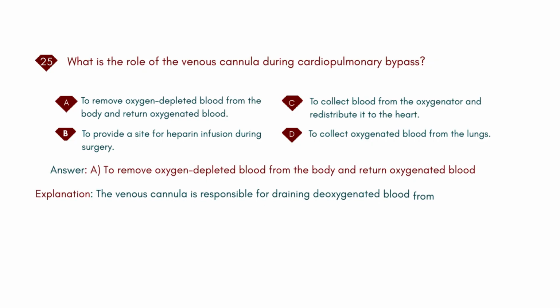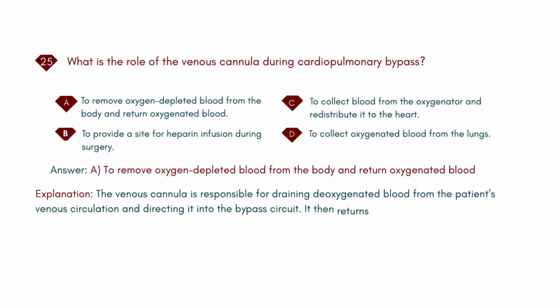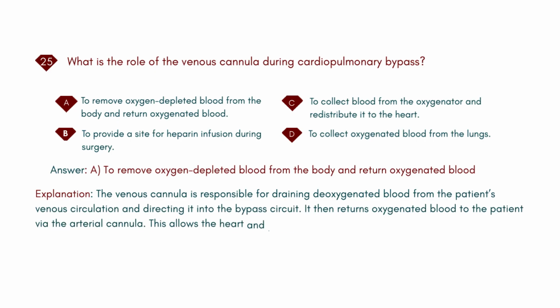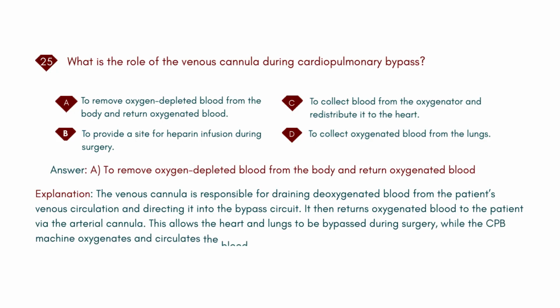Explanation: the venous cannula is responsible for draining deoxygenated blood from the patient's venous circulation and directing it into the bypass circuit. It then returns oxygenated blood to the patient via the arterial cannula. This allows the heart and lungs to be bypassed during surgery, while the CPB machine oxygenates and circulates the blood.